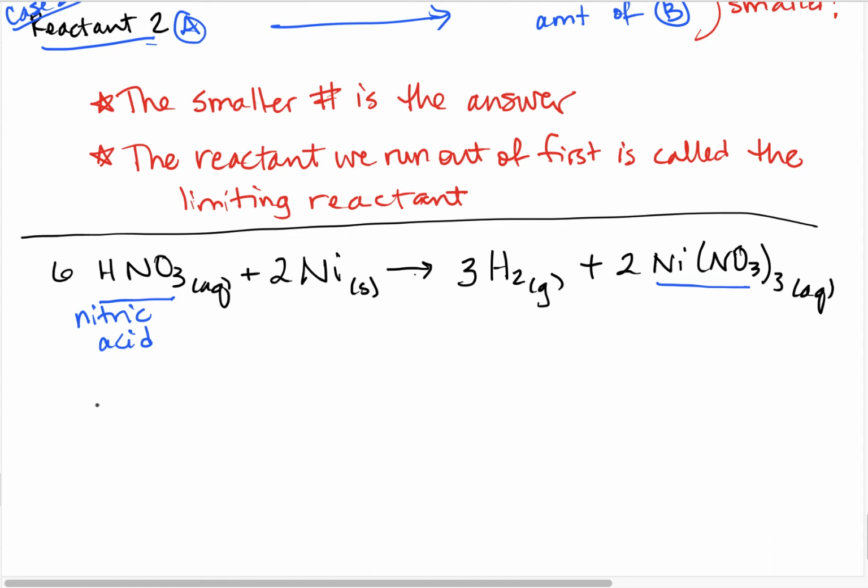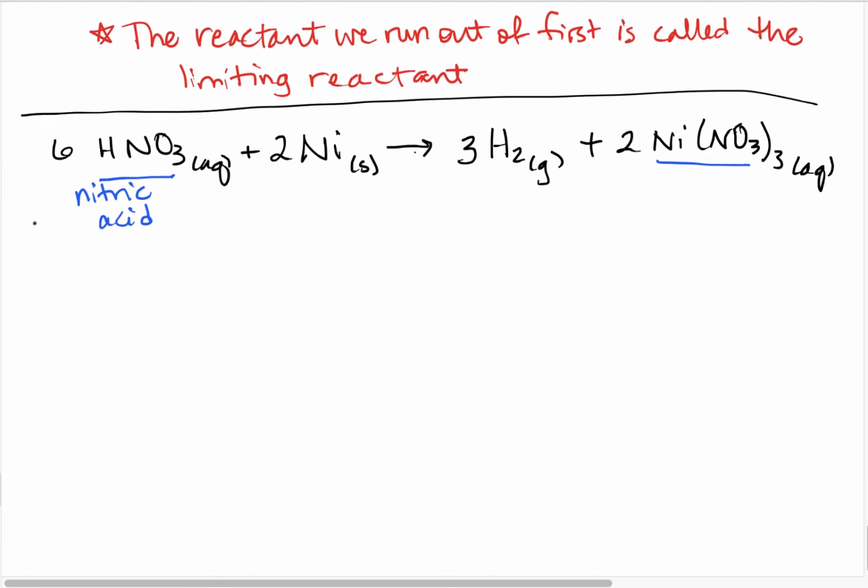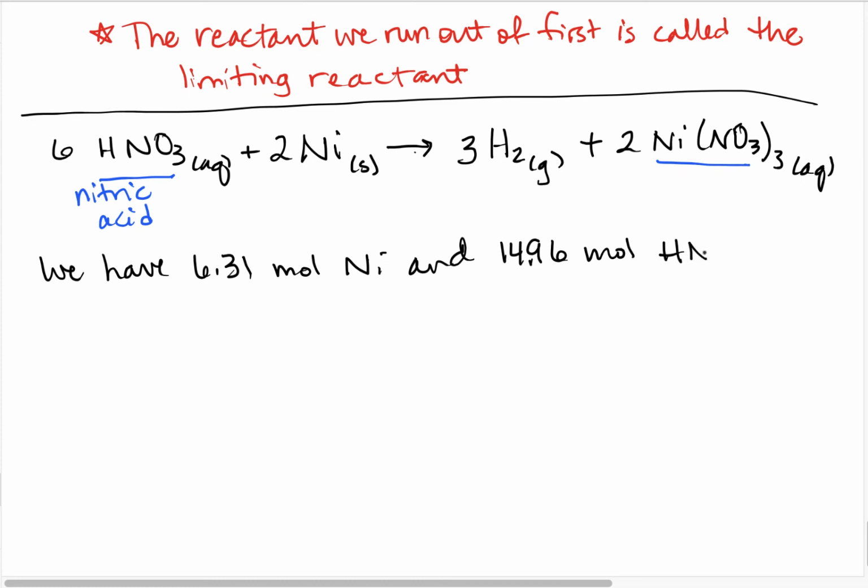All right, so let's write our problem now. Our scenario is we have 6.31 moles of nickel and 14.96 moles of nitric acid. How many grams of H2 can we make?